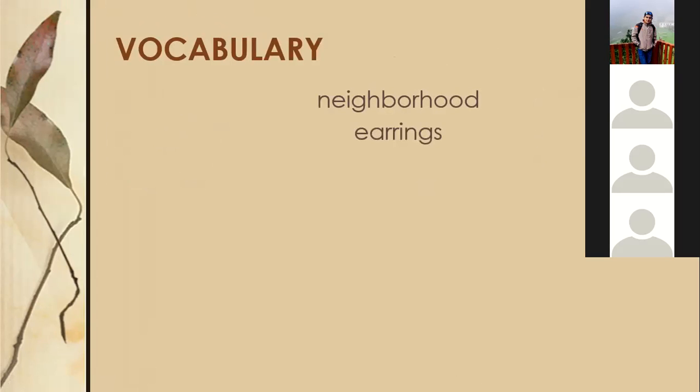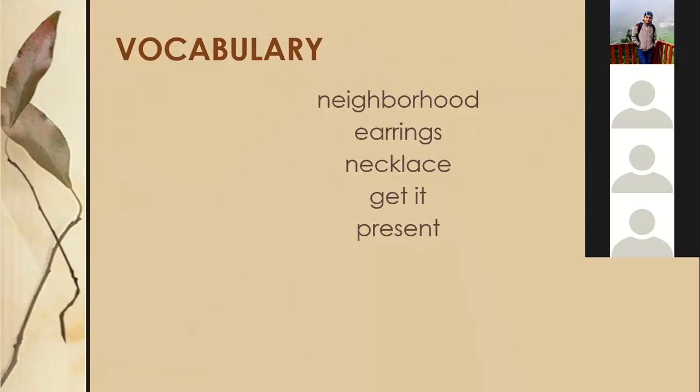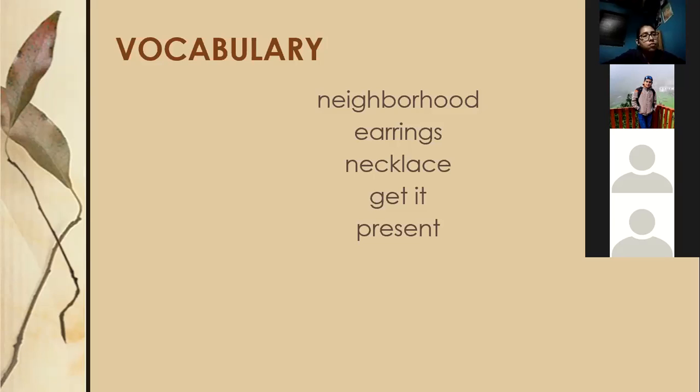Okay, now. Vocabulary: neighborhood, earrings, necklace, get it, present. Only that, right? Okay, repeat after me, please. Neighborhood. Earrings. Necklace. Get it. Present. Okay, class. Do you have questions about vocabulary? Do you understand?